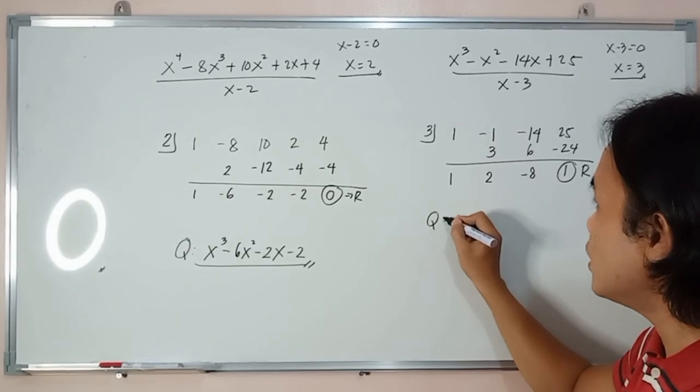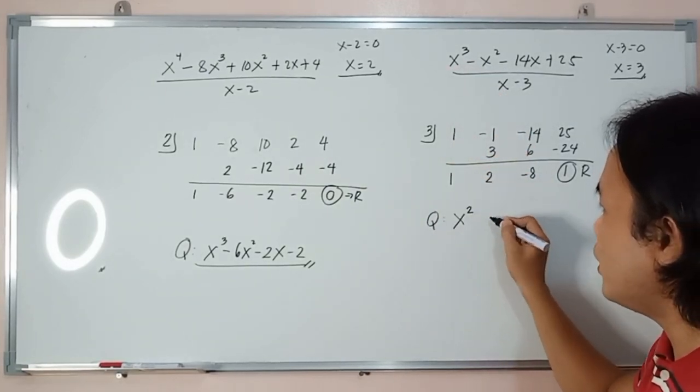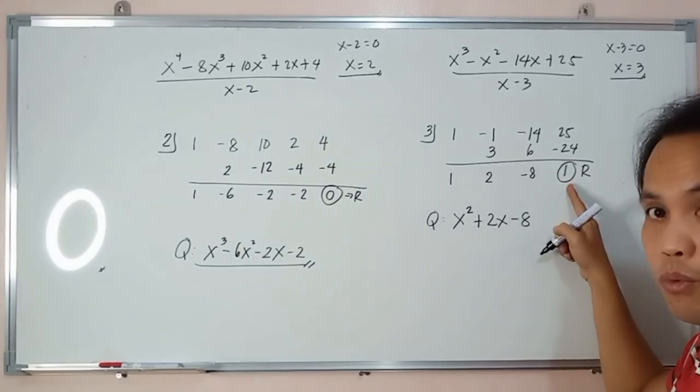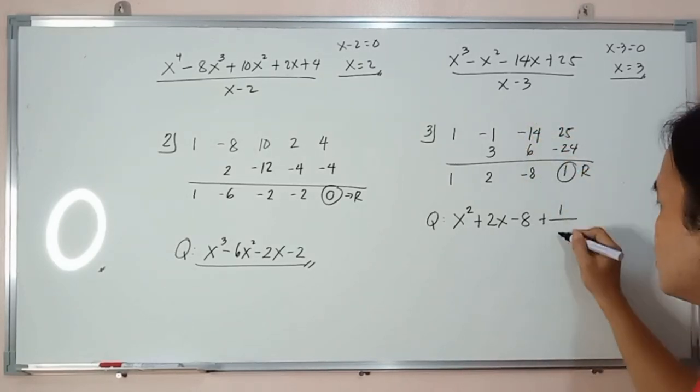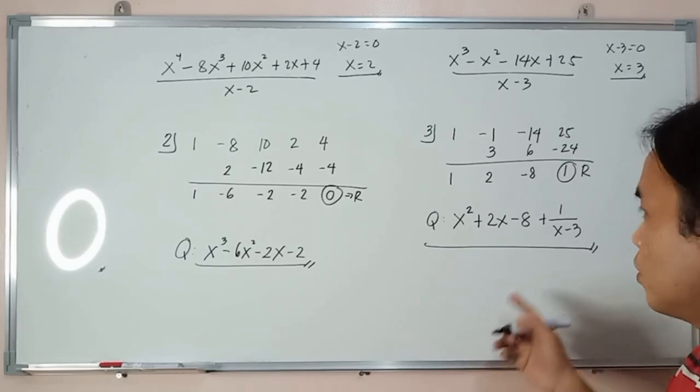So our quotient shall be, this is x cubed, so this will be x squared plus 2x minus 8, and the remainder 1, so we have plus 1 over the divisor, which is x minus 3. So this is now our quotient.